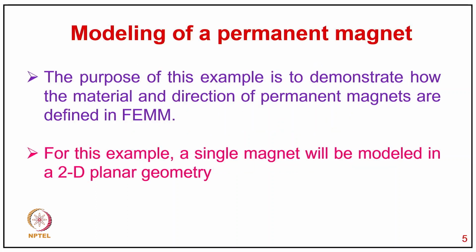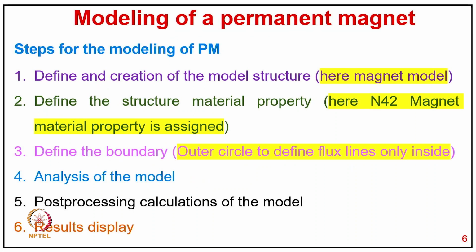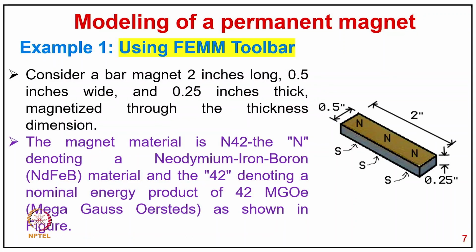The purpose of this example is to demonstrate how the material and direction of a magnet are defined in finite element analysis. For this example, a single magnet is to be modeled in 2D planar geometry. The steps for modeling a power magnet: define and create the model structure, here the magnet model; define the material properties, like here N42 magnet material properties assigned; define the outer circle boundary to define flux lines only inside; then analysis of the model, post processing calculation, and results display.